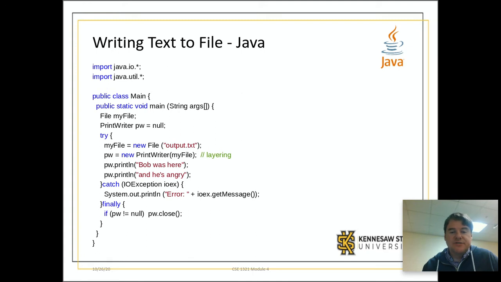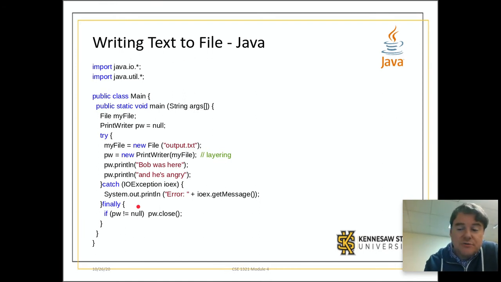All right, so here's an example of writing a file. And again, we're in Java. You're going to import java.io, and we start off, and we have a file called myFile, and that gets a new file on output.txt. And then we have a print writer, which we're calling PW, and that gets a new print writer on myFile, which is what we just made right here. And then we just print to it. So printwriter.println, printwriter.println, and at the very end, printWriter.close to close the file.